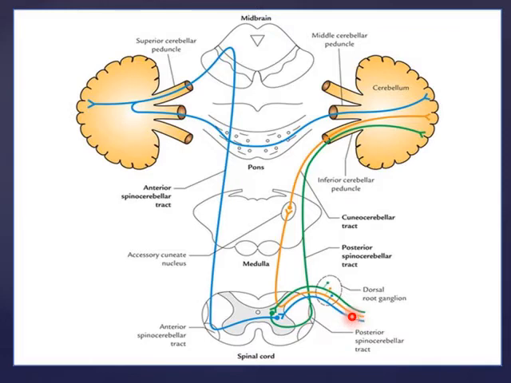For example, the first order neuron lies in the dorsal root ganglion, the second in the nucleus of Clarke, and then you can see it crosses over on the same side to occupy the posterior spinocerebellar tract in the lateral white column, and then it ascends upward through the medulla and enters the cerebellum through the inferior cerebellar peduncle. This is at a lower level, that is C8 to L3.